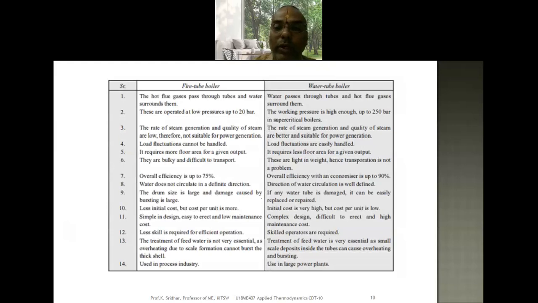Now this is very important, the differences between the fire tube boiler and the water tube boiler. So far we discussed the working principles of the water tube as well as the fire tube. The same thing is consolidated. Just go through the salient features of the water tube boilers and the fire tube boilers. The important parameter is that water tube boilers have a higher efficiency of 90% compared to the fire tube boilers, which have an efficiency of only 75%.